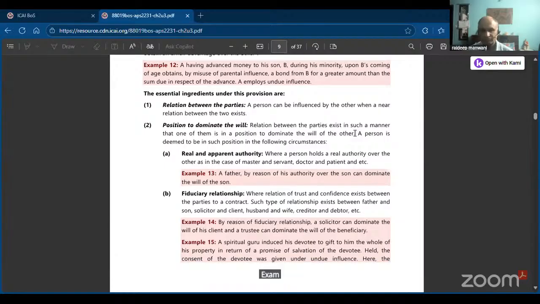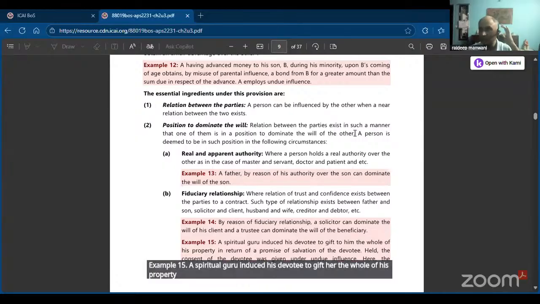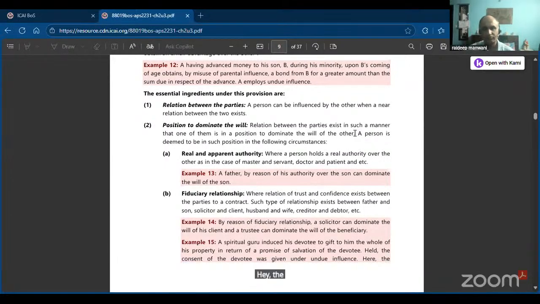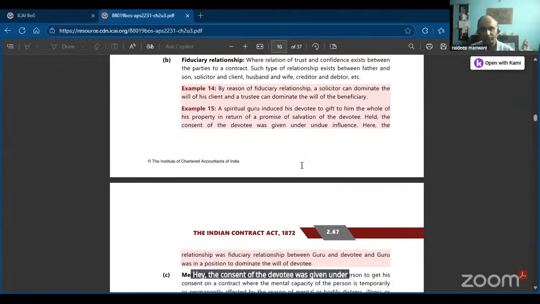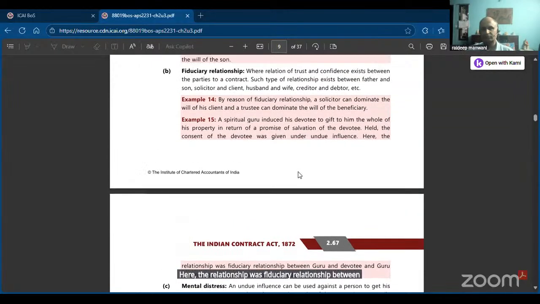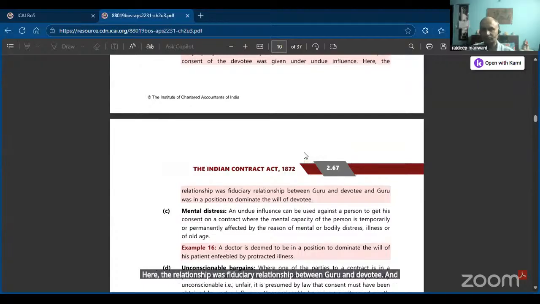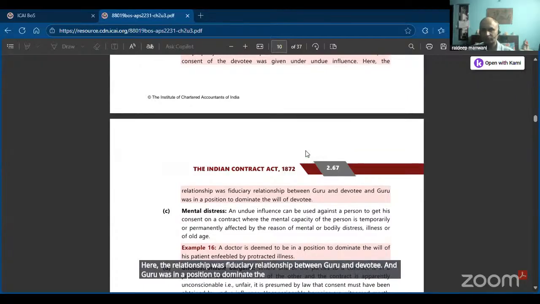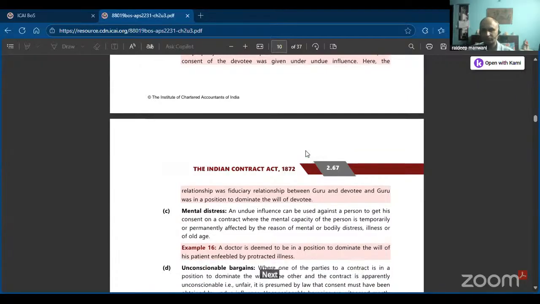Example 15. A spiritual guru induced his devotee to gift him the whole of his property in return of a promise of salvation of the devotee. Held, the consent of the devotee was given under undue influence. Here, the relationship was fiduciary relationship between guru and devotee, and guru was in a position to dominate the will of devotee. Next point, mental distress.